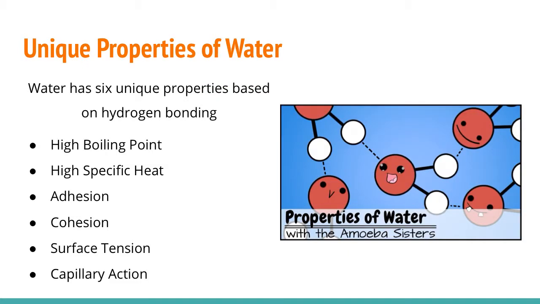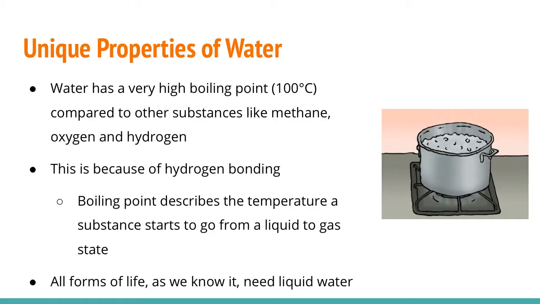Because of hydrogen bonds like this, with opposite charges being attracted, water gets some unique properties. There are 6 that we're going to talk about today: the high boiling point of water, its high specific heat, adhesion and cohesion, surface tension, and capillary action. So let's dig into those.